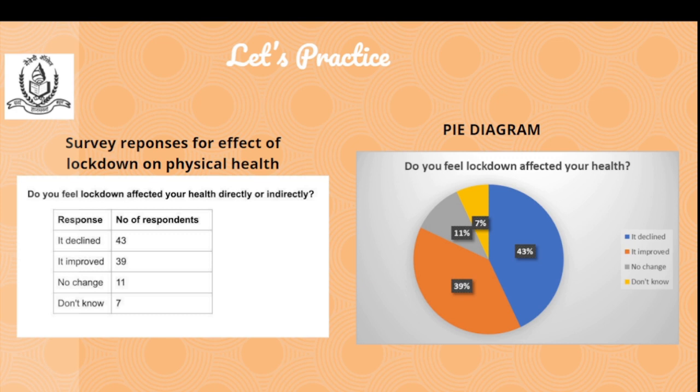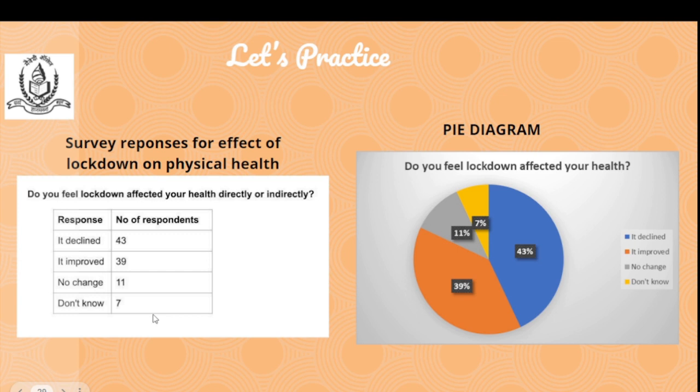So, let us understand how to draw a pie diagram. There is a survey response for the effect of lockdown on physical health, and each of the responses has been tabulated here for you. So how many said that their health declined, how many said that their health in fact improved because of lockdown, there was no change, this was also a response, and then don't know.